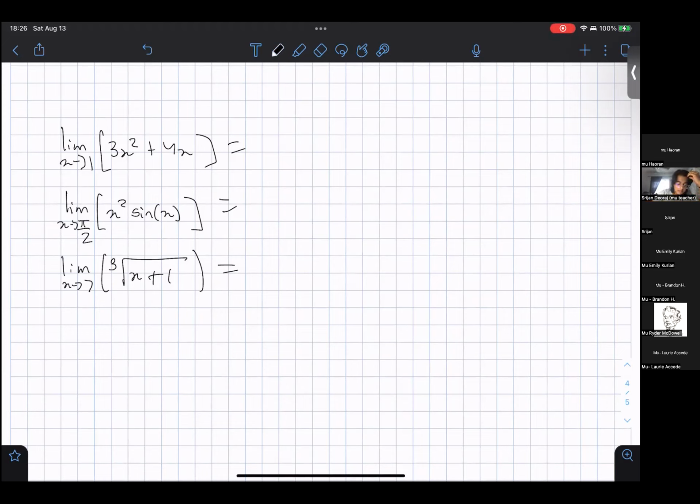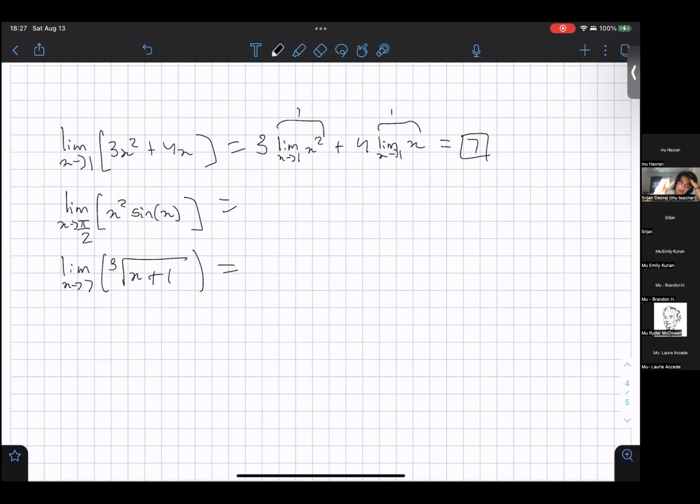So here, this is the first property that we saw of limits, which is essentially that you can distribute inside of the limit over constants and stuff like that. So this is equal to 3 times the limit as x approaches 1 of x squared plus 4 times the limit as x approaches 1 of x. So this is just 1, this is just 1, so this is 7.